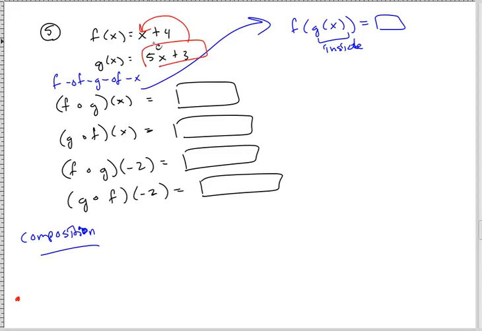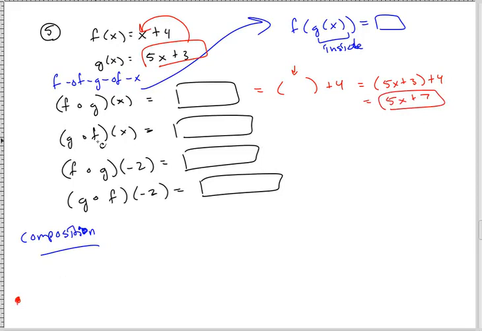Okay, so I'm plugging it in. My original f was blank plus 4, x plus 4. Well, now it's 5x plus 3 plus 4. So I just filled it in wherever there was a blank, wherever there's an x, wherever there's parentheses. I now have more stuff. 5x plus 7, and there you go. It's not hard. Now we have to go the other way, backwards.